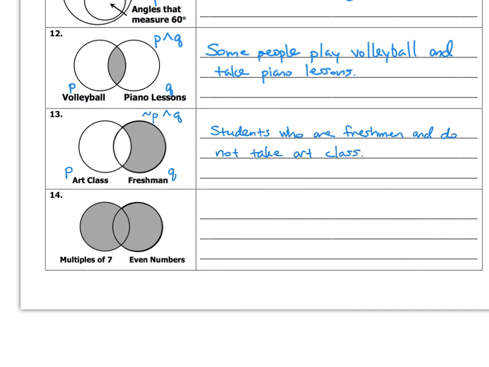All right, finally for number 14, we have multiples of 7 completely shaded, even numbers completely shaded. So if this is P and this is Q, this represents P or Q. So a good statement for this would be numbers that are multiples of 7 or even numbers.